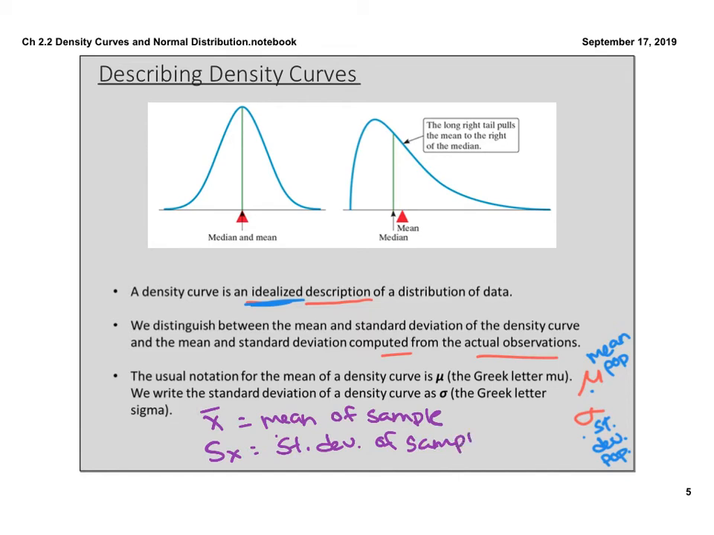Now, we've talked before about how it's really, really hard to get the whole population mean and the whole population standard deviation. But when we're looking at a density curve, we're looking at the idealized description. So that's why we kind of talk in these bigger terms over here.